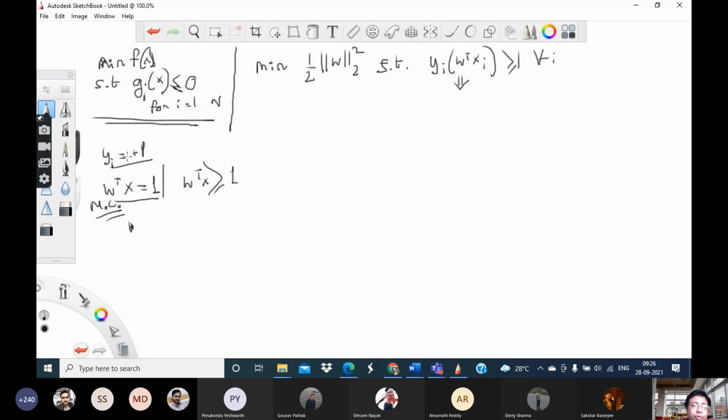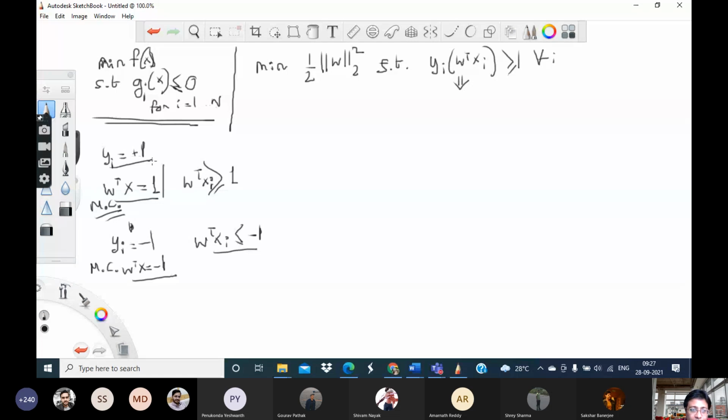So if these points are correctly classified with respect to the marginal classifier, this has to be satisfied. Otherwise they will be misclassified. But for the points for which yi is equal to -1, the marginal classifier is w transpose x equal to -1. For these points to be correctly classified, w transpose xi has to be less than or equal to -1, right?